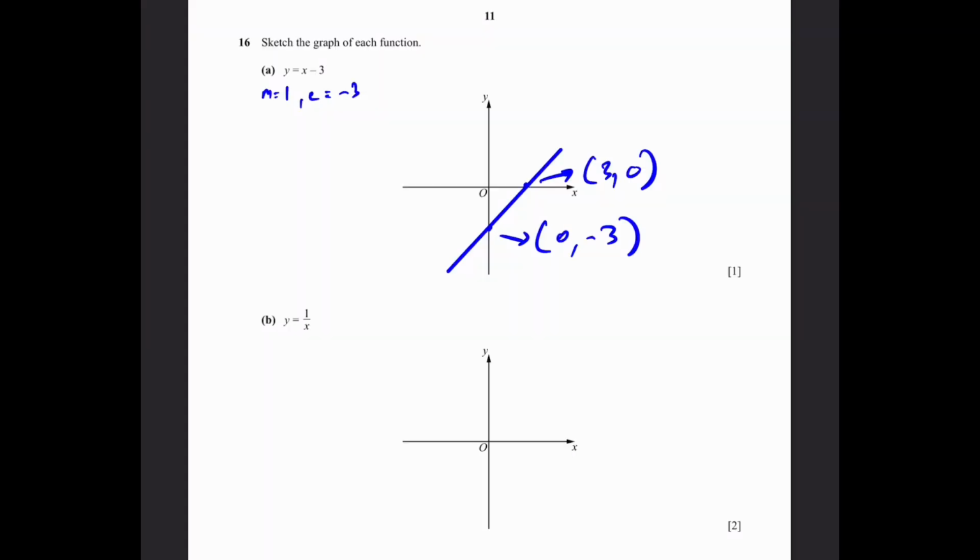B, y equals 1 by x. Now this one is a simple reciprocal graph. The x and y axes are asymptotes, and therefore the curves will approach them, but never touch them, even when we move x and y to infinity or negative infinity. This is the correct answer.